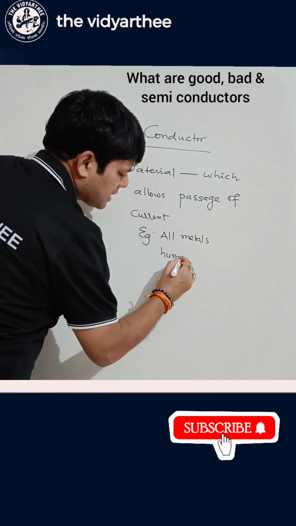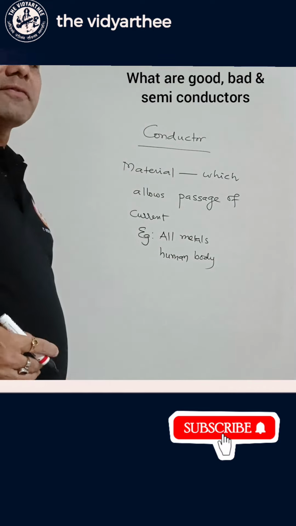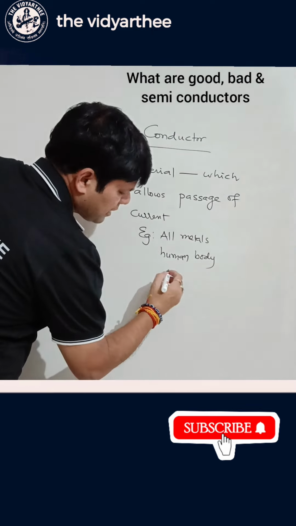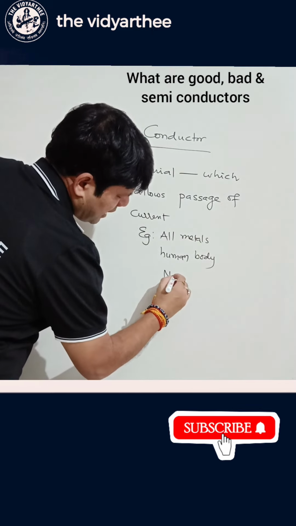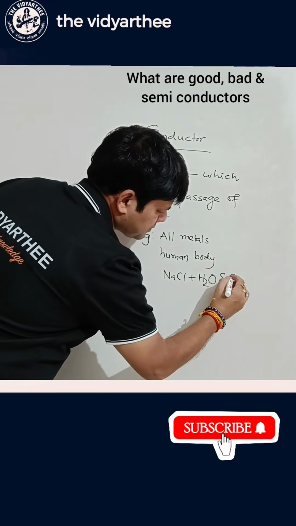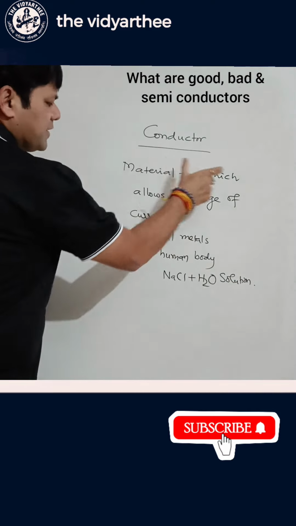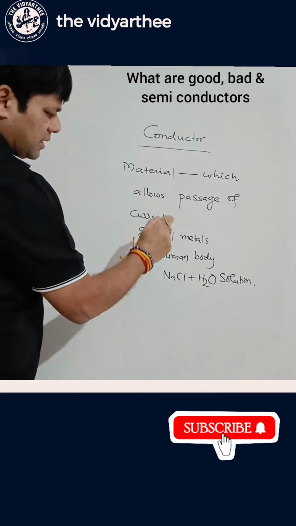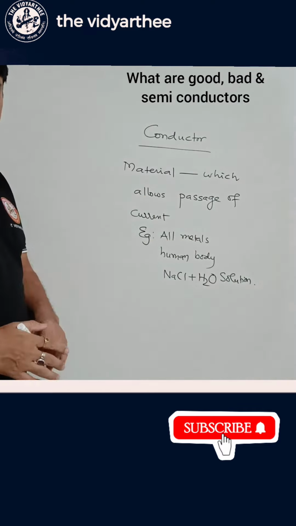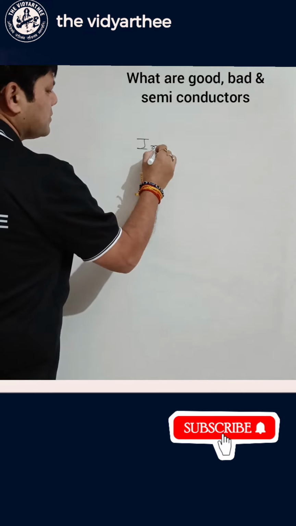Even human body is a good conductor. That means it also allows, that's why we feel a shock. We can take some more example like NaCl, that is a salt plus water solution, right? This is also a good conductor. So conductor means a material which allows a passage of current, like in case of metals, human body, NaCl plus water solution.